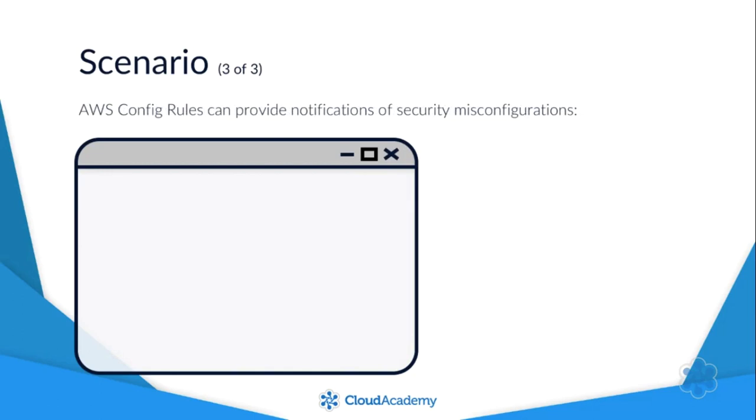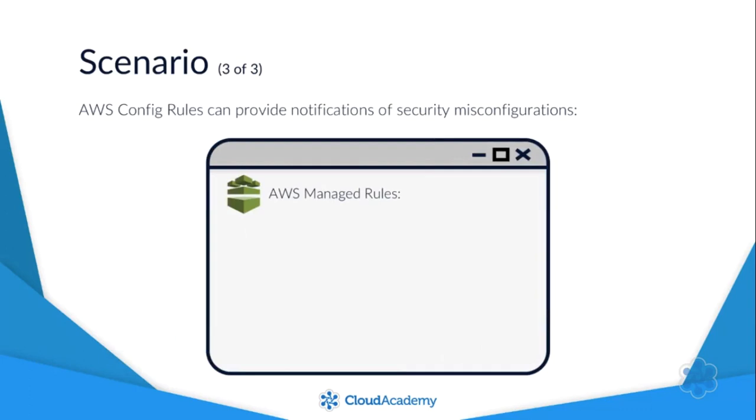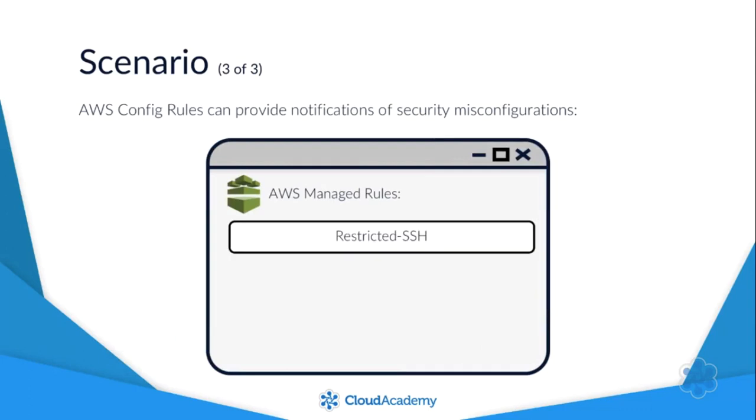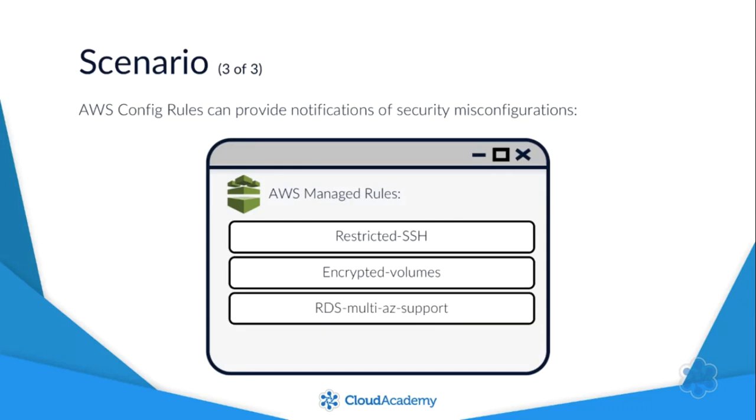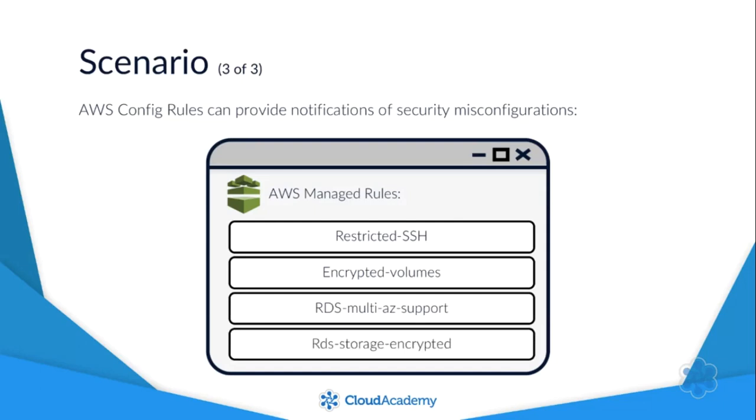If, for example, in this situation during deployment we activated the following AWS managed rules: restricted SSH, which would check whether security groups would disallow incoming SSH traffic. Encrypted volumes, this would check whether EBS volumes are encrypted. RDS multi-AZ support, which checks to ensure high availability is configured for your RDS instance. And RDS storage encrypted, and this checks if storage encryption is enabled for your RDS instances.